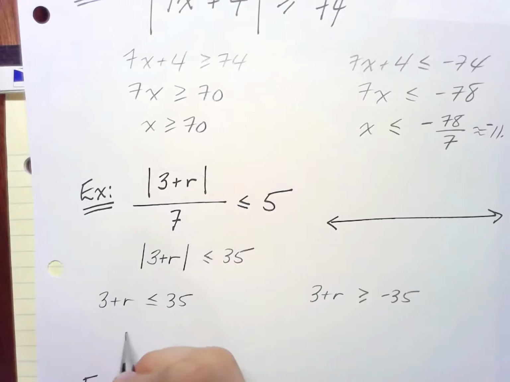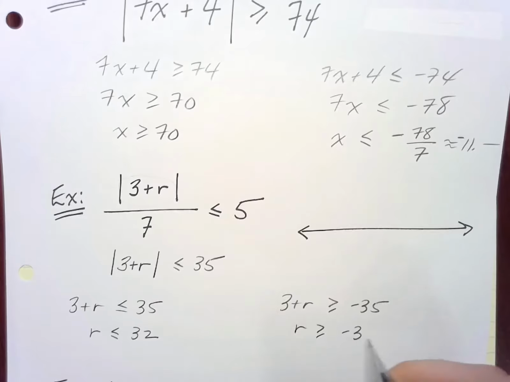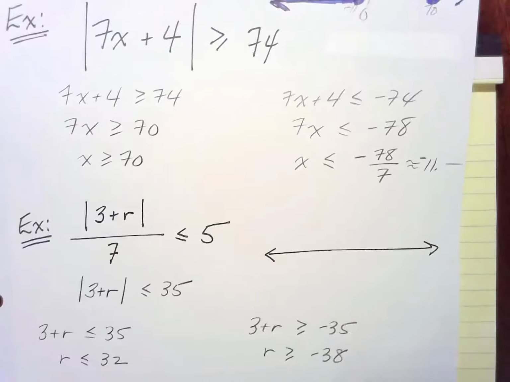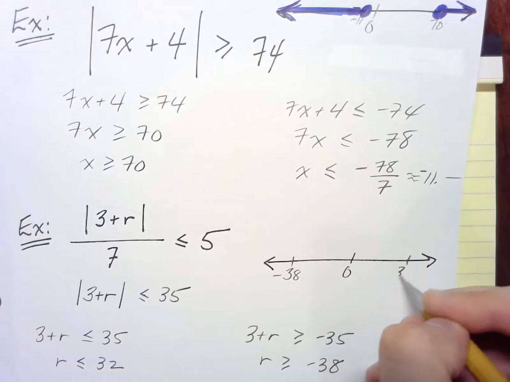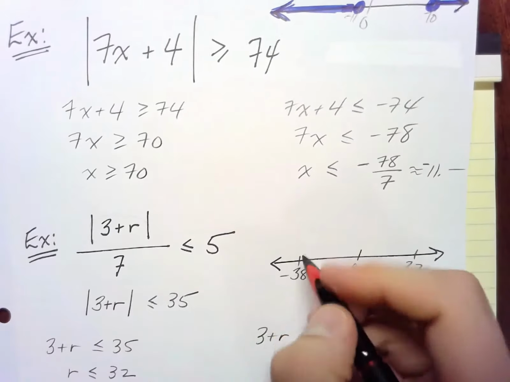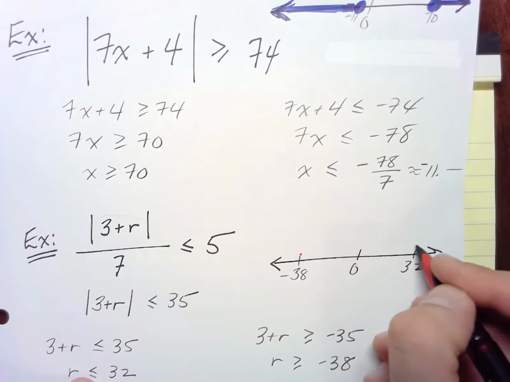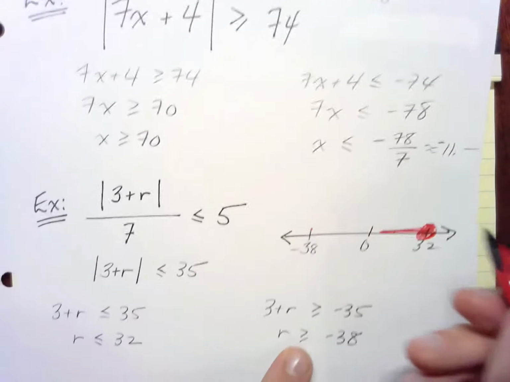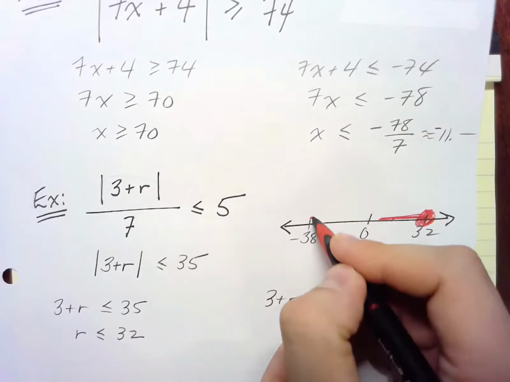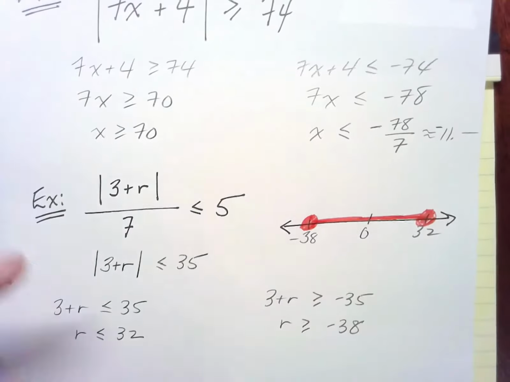Okay, so if we subtract 3, and we subtract 3, okay, then what are we getting here? We're getting a 0, we're getting a minus 38, and we're getting a positive 32. So r is smaller than 32. So here's 32, it's filled in. It's smaller than 32, and it's bigger than negative 38. So here we are filling in, and it's bigger than negative 38. So we're going to have this conjunction right there.